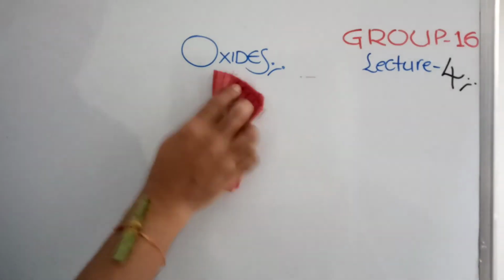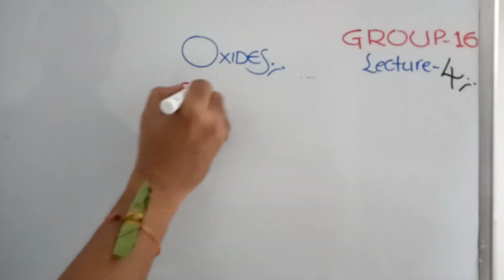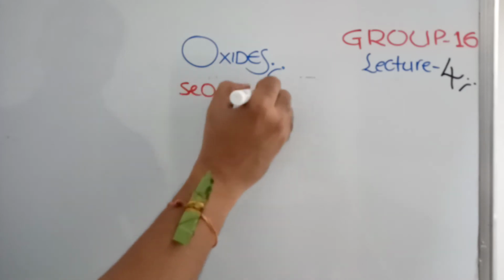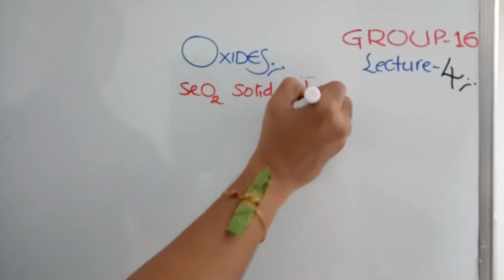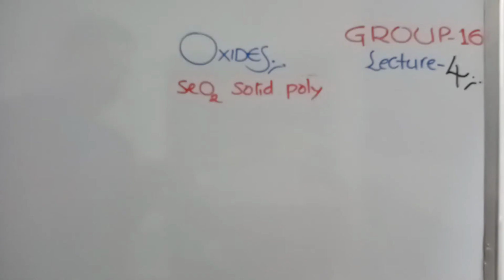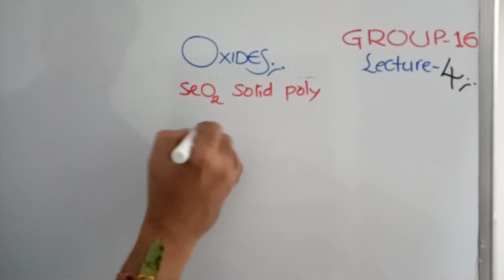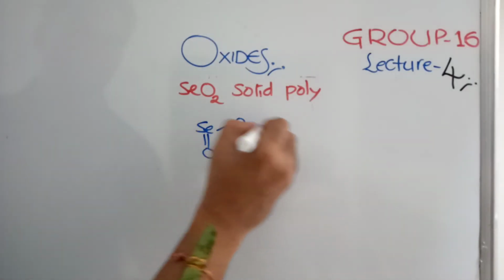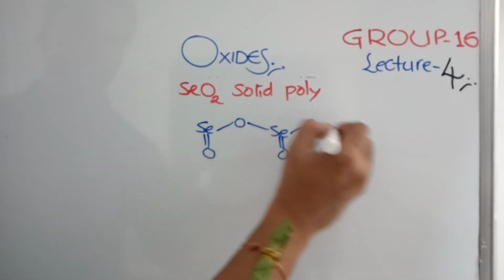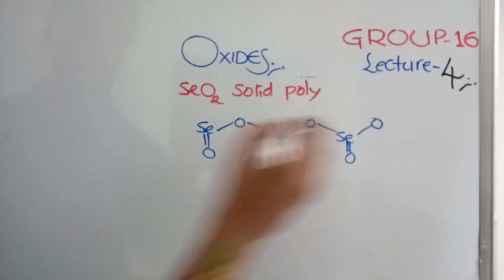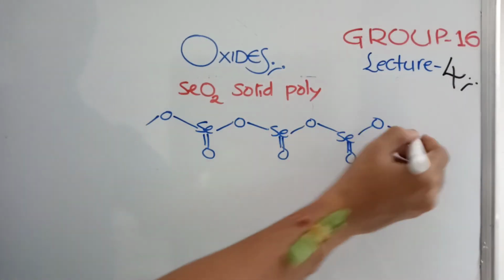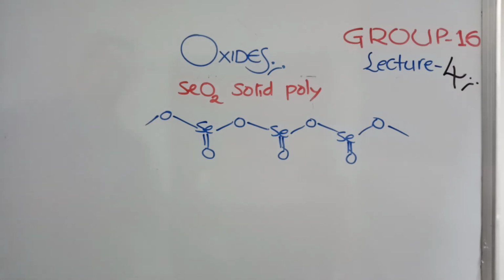What are other specialties? Selenium dioxide is solid and it is a polymer. How is selenium dioxide going to be a polymer? What type of structure does it support? You see, selenium double bond O oxygen, selenium double bond O oxygen, selenium double bond O oxygen. So this is the polymeric structure of selenium dioxide, which is the solid form, polymeric in nature.